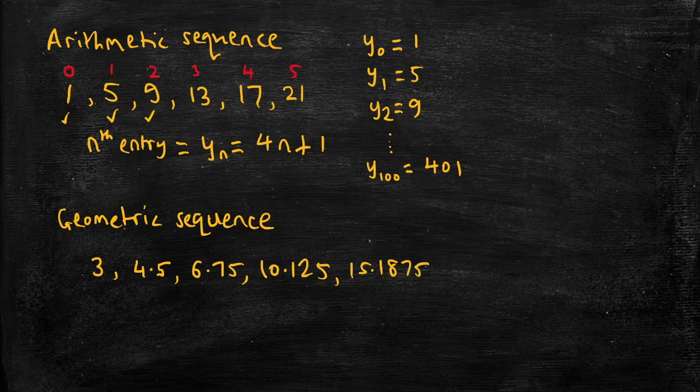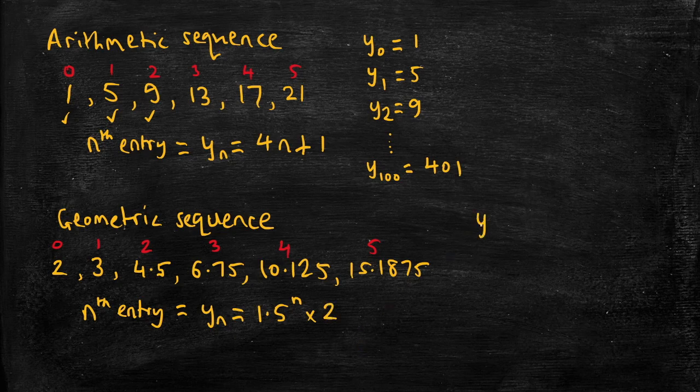And then we can use the same idea as we used for the arithmetic sequence. If we label these 1, 2, 3, 4, 5, we could figure out the 0th entry, and to do that we divide by that multiplier. So 3 divided by 1.5 is 2. And then the formula for the nth entry for a geometric sequence is equal to that multiplier, which was 1.5, to the power of n, times the 0th entry.